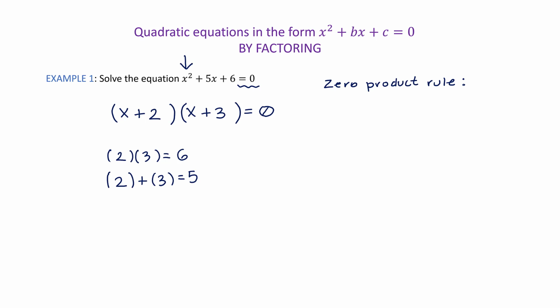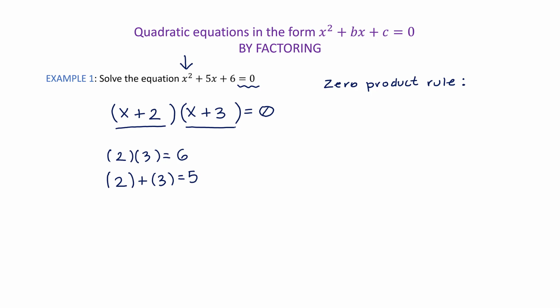Now, when we are done factoring our trinomial, we are going to apply the zero product rule, which says that if the product of two terms, in this case x plus 2 and x plus 3, gives us 0 as a result, one or both of them must have a value of 0, because the only product that gives us 0 as a result is multiplying something times 0.